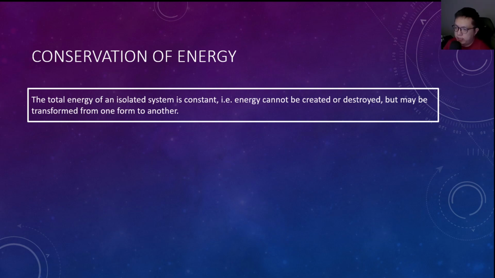Let's move on to the next part. We are looking at conservation of energy now. This is something that you have learned before, but I'm just going to make it more contextualized for the A levels. Total energy of an isolated system is constant. Energy cannot be created or destroyed, but may be transformed from one form to another. So what we're saying is that if we have a system that is isolated, that means I'm taking away all other things like frictional force, drag force, etc.